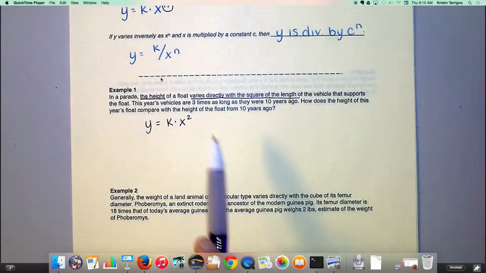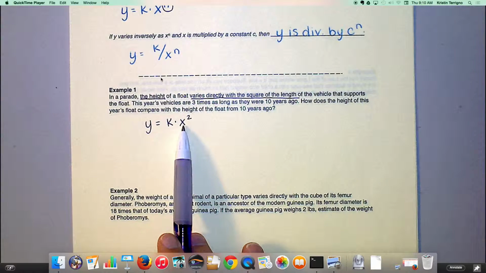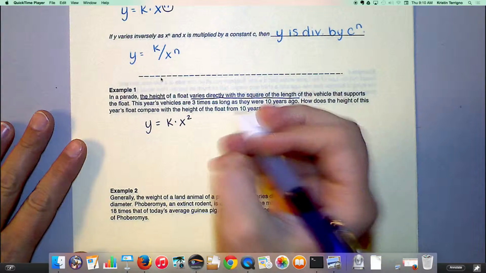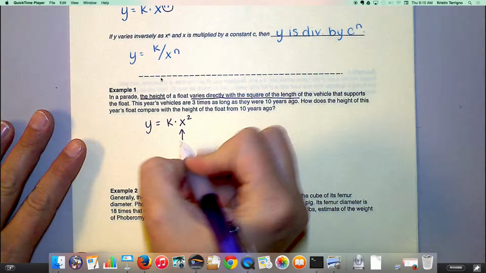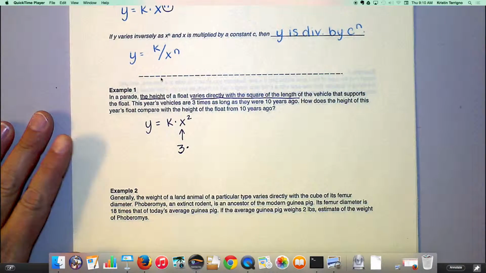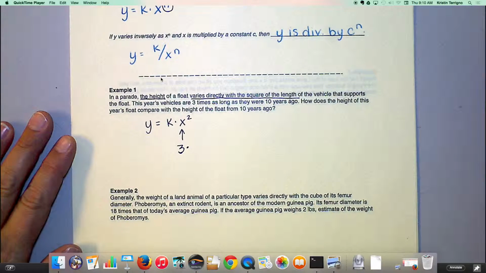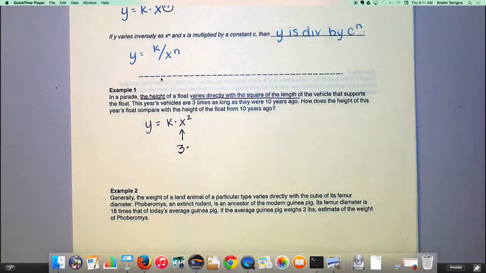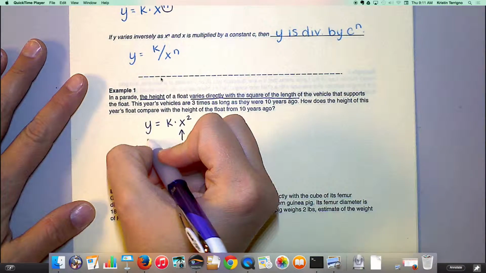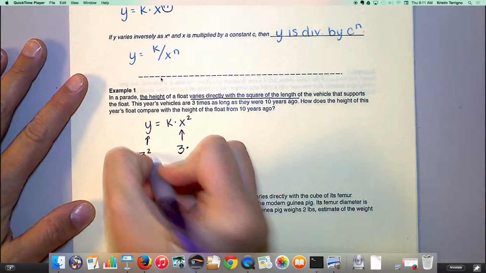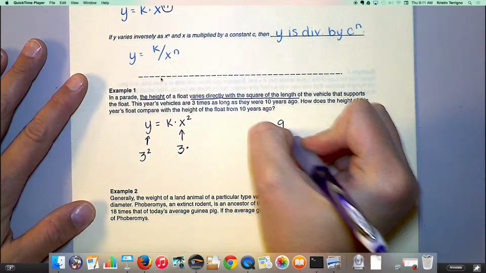Okay, so the x represents the length of the vehicles. The vehicles are 3 times as long. So I'm taking this x value and multiplying it by 3. So how many times larger is the height going to get? That's what this question's asking me. Emily? 6 times as big. Really close. Where are you getting 6 from? The square. Okay. You've absolutely got the right idea, but careful. 3 squared is 9, not 6. So if I multiply by 3 over here, I'm going to multiply by 3 squared over here, which is equal to 9. So it's going to be 9 times as tall.